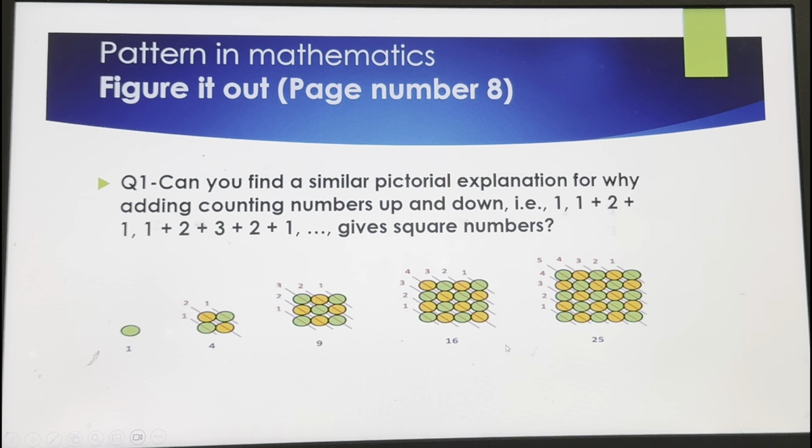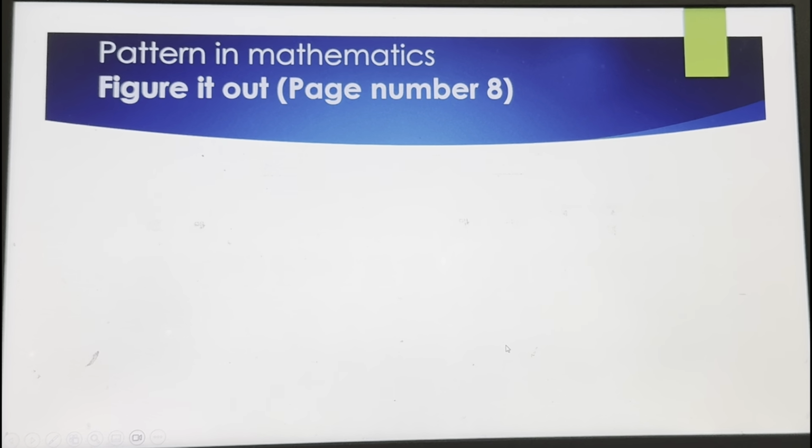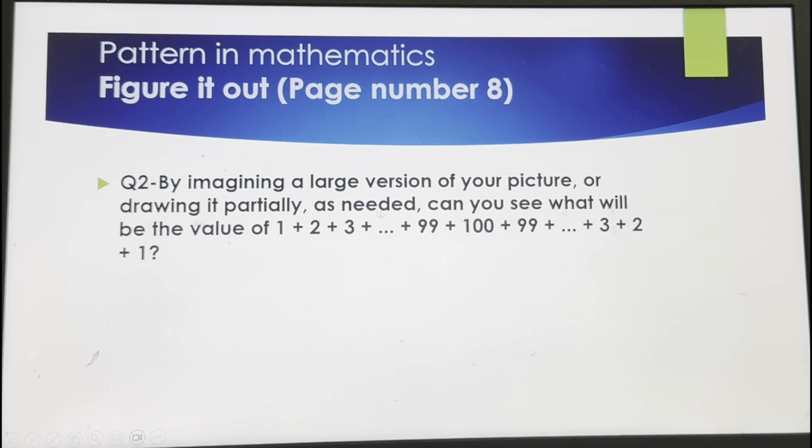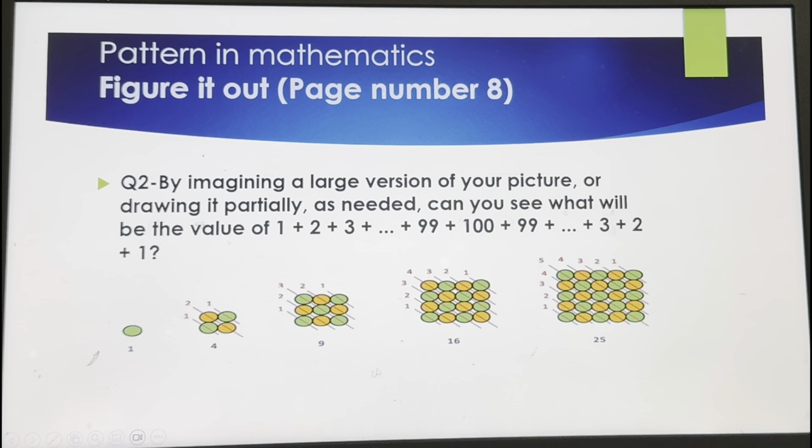Now let us see question number 2. It is similar to question 1. They have asked, by imagining a larger version of your picture or drawing it partially as needed, can you see what will be the value of 1 plus 2 plus 3 plus dash dash dash plus 99 plus 100 plus 99. So we are adding till 100 and then we are coming down, right? So let us see the picture once again. What we were doing here, leave the first one like 1, 2, 1.